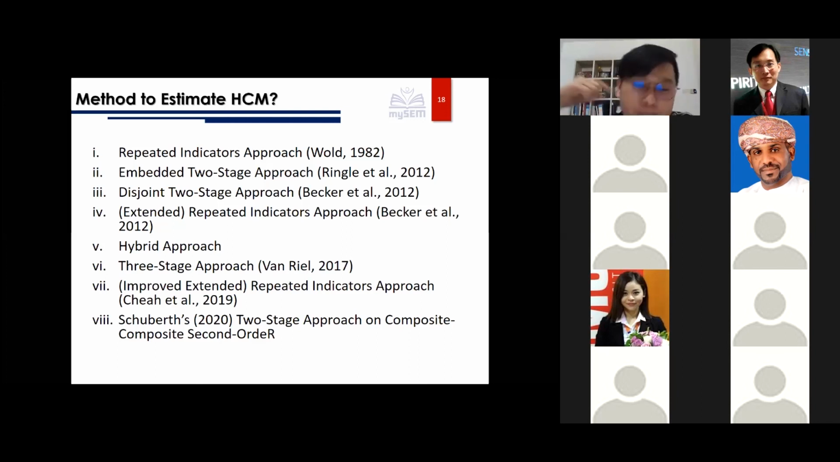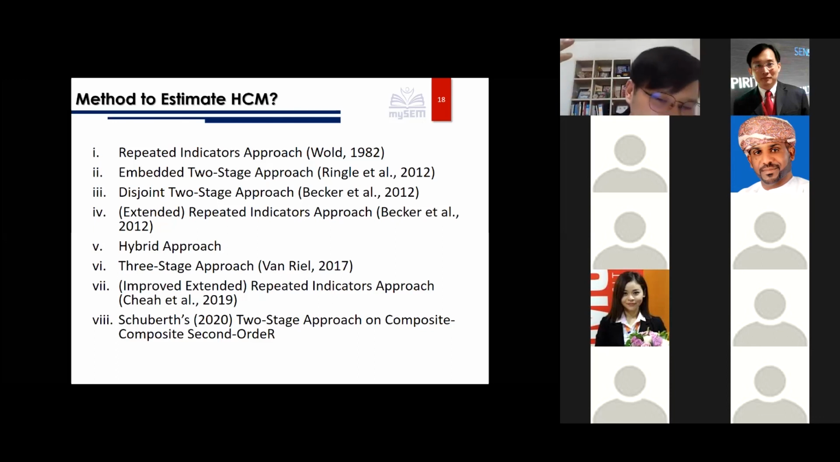We have the repeated indicator approach, by Wold, 1982. And then we have the embedded two-stage approach by Ringle et al., 2012. We're going to have the disjoint two-stage approach by Becker et al., 2012. And then we have the extended repeated indicator approach suggested by Becker himself, 2012. And then we have the hybrid approach. We have a three-stage approach.